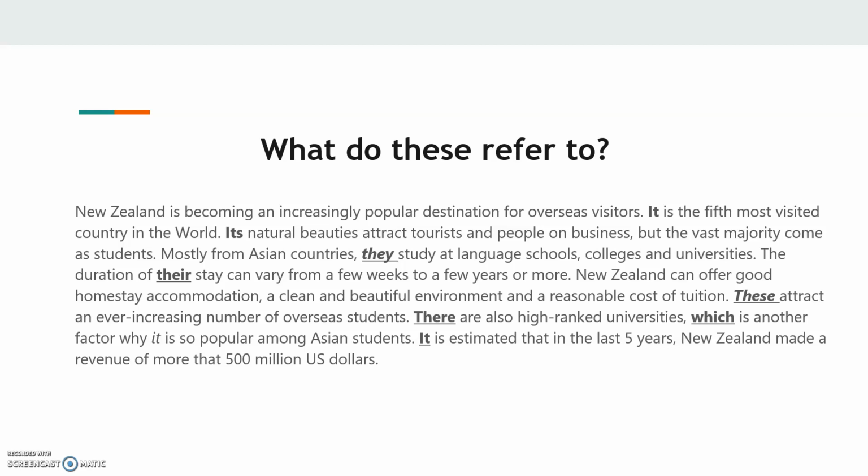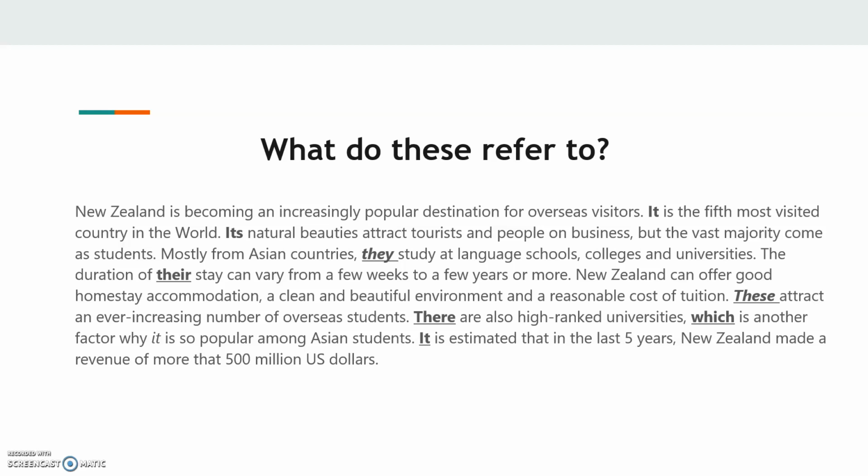The next sentence has two reference words. The first one is there, and it refers to a place. There means in a place, so the answer is in New Zealand. The second reference word is which, which refers to the idea presented in the previous sentence. The reference is the fact that there are also high-ranked universities. In the last sentence, it is a dummy or empty subject, so it doesn't have a referent. In this short text, we practice every form of reference words.